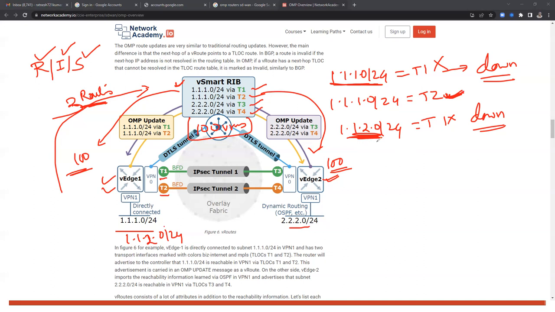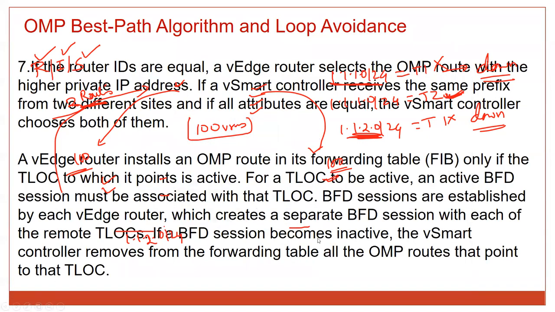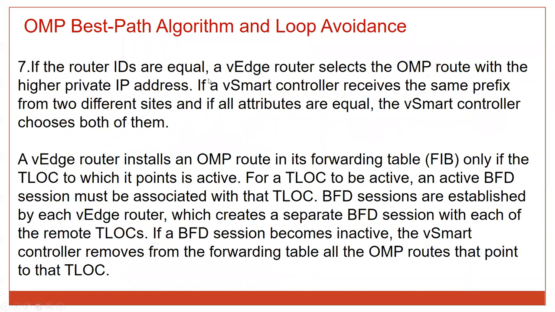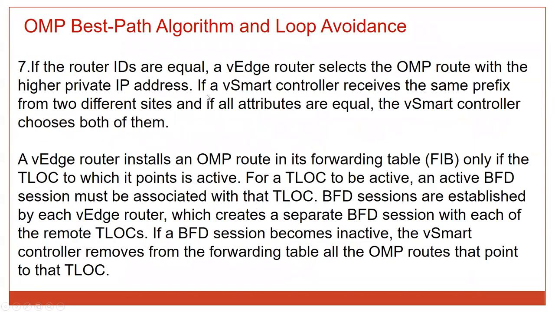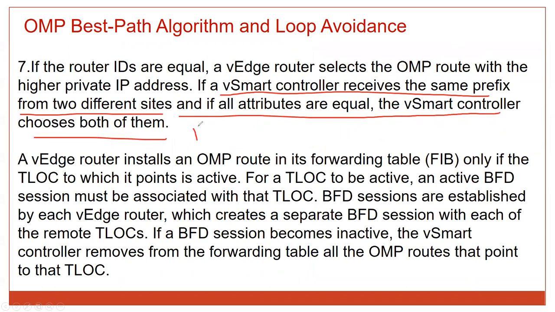Again, it's right, but not 100% right. It is 100% right only if all the criteria get matched. So just now we have discussed these criteria. And in these criteria, if all the points 1 to 6 are matching, then it will go. And you can see here the last line, it is telling that if the vSmart controller receives the same prefix from two different sites, and if all the attributes are equal, the vSmart will choose both. So it will receive and install both. No problem at all.